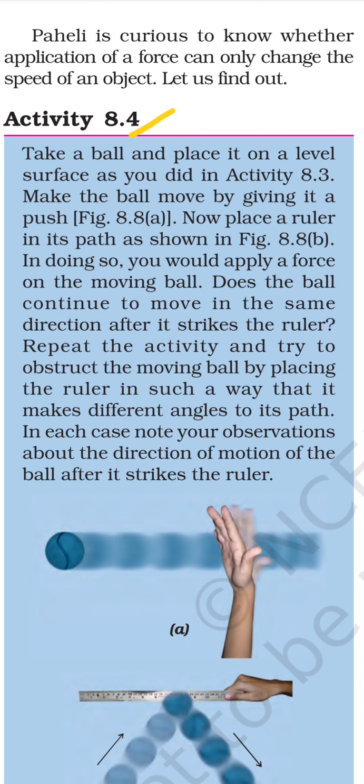Repeat the activity and try to obstruct the moving ball by placing the ruler in such a way that it makes different angles to its path. In each case, note your observation about the direction of motion of the ball after it strikes the ruler. Got it?